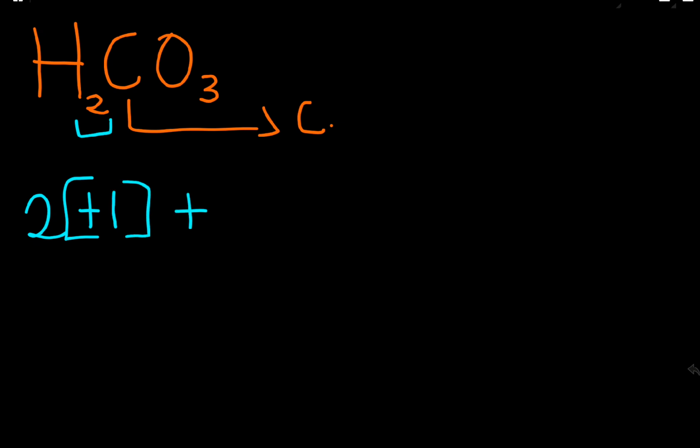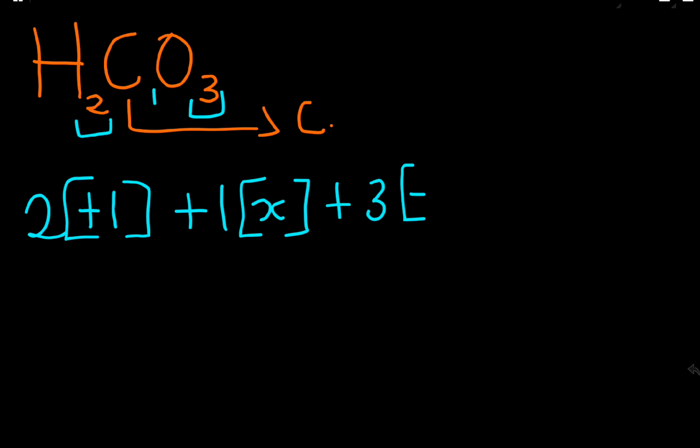plus, that's in bracket, plus our carbon, there's an invisible 1 here. I'll write it here. I'll say open bracket x, close bracket, plus the number of atoms of oxygen is 3. So we'll say 3. And the valence state of oxygen is negative 2. Everything equals 0 since there is no charge.